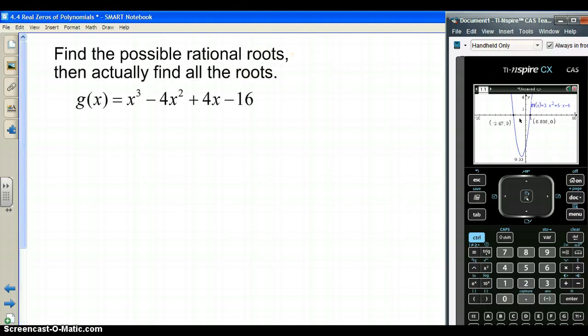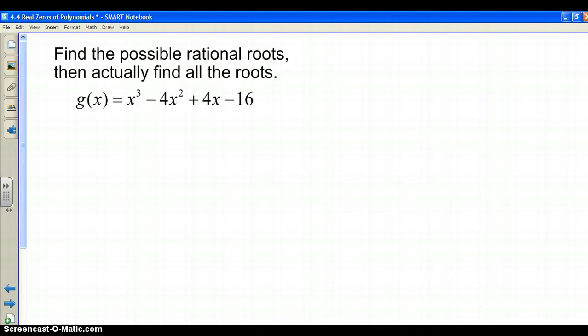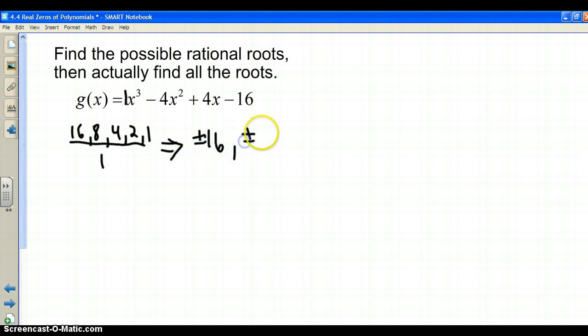Find all the possible rational roots and then actually find all of the roots. Okay? So let's figure this one out. Let's figure out all the possibilities here. I like to write it in a fraction form first. Factors of 16 are 16, 8, 4, 2, and 1. And the first coefficient there is 1, so the only possibility there is 1 in the denominator. So I've got plus or minus 16, plus or minus 8, plus or minus 4, plus or minus 2, and plus or minus 1.